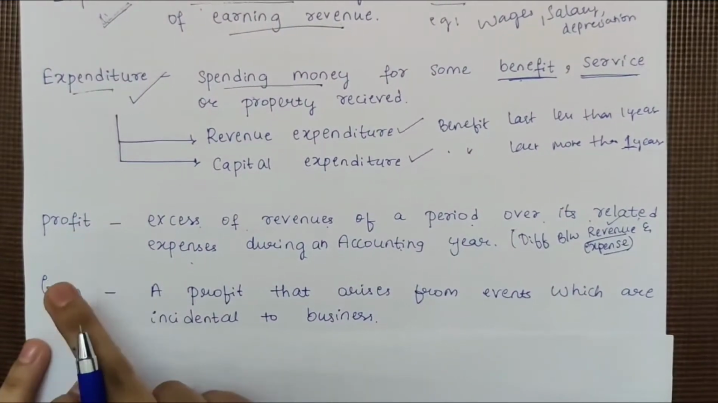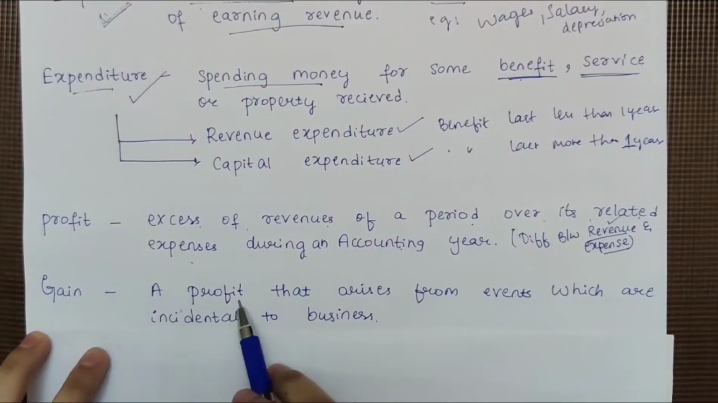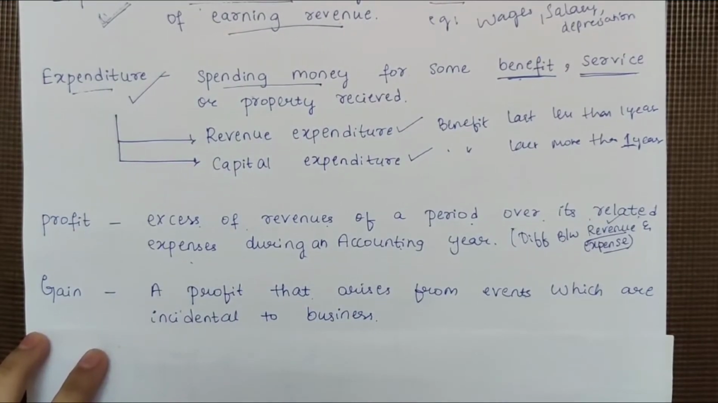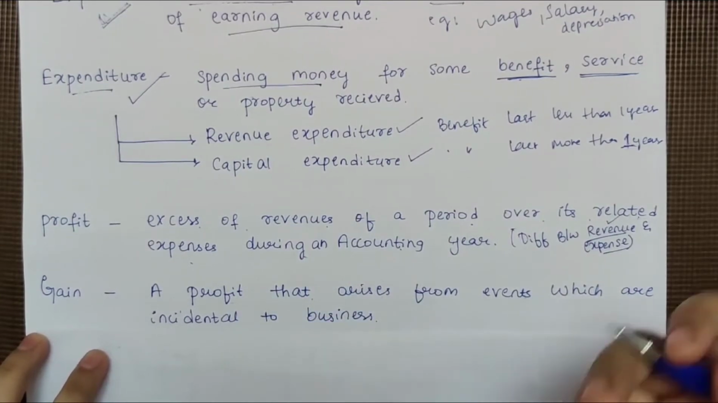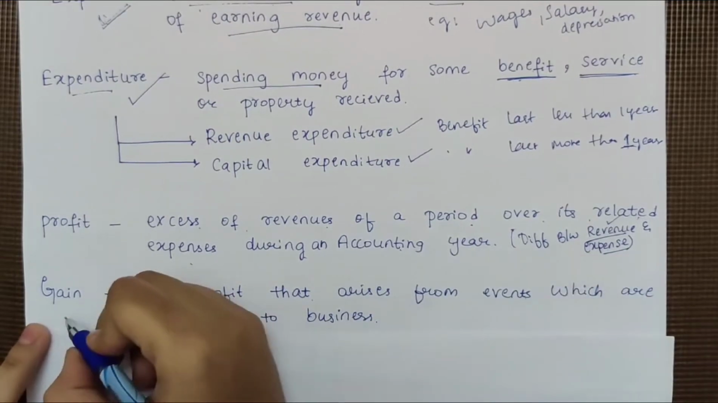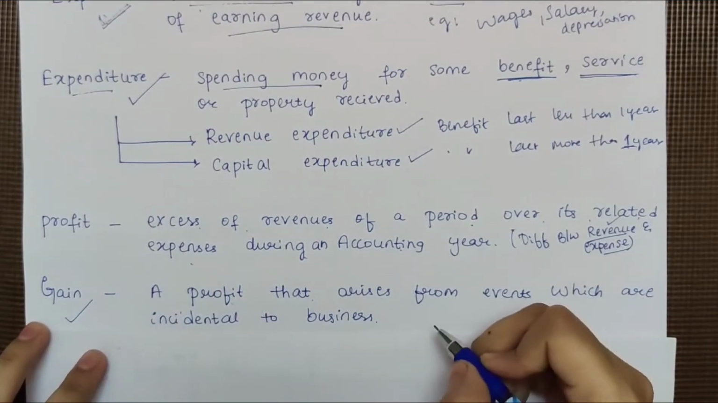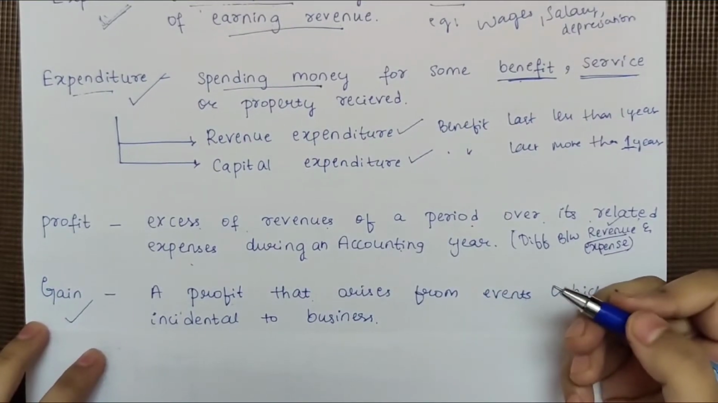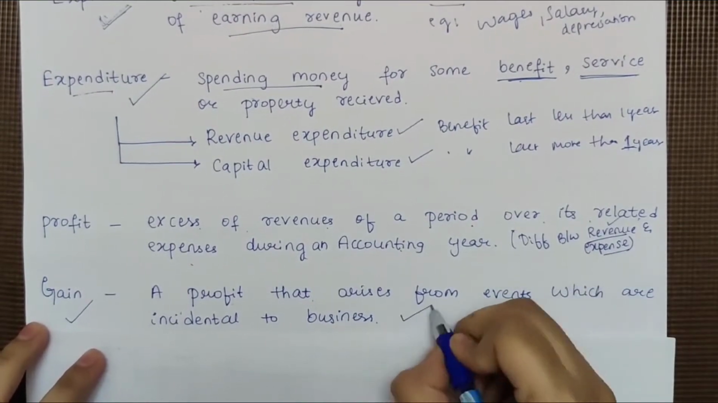Next, gain. What is a gain? A profit that arises from events which are incidental to business. So this is a profit which is incidental. Somehow the business is earning a profit which they didn't expect. So that is called a gain. For example, sale of any fixed assets, or winning a court case, or appreciation in the value of the asset are examples of this gain.